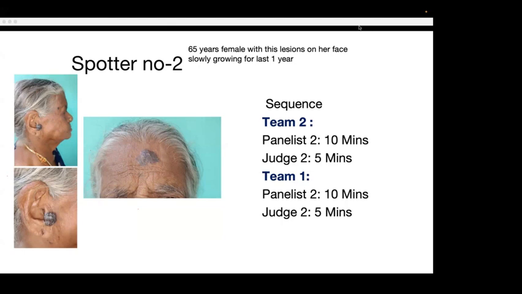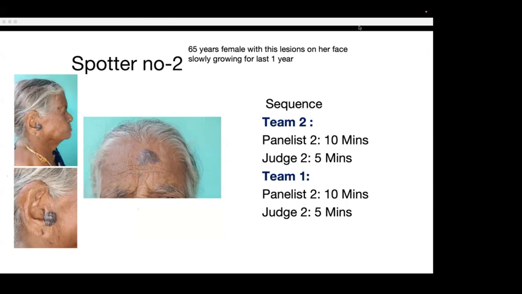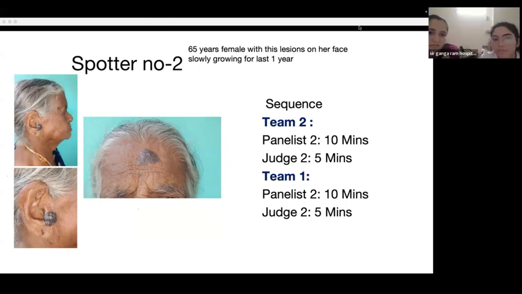Direct question to Gangaram. Please answer first. There are no lymph nodes palpable in this region. Basal cell carcinoma. Why? Why in basal cell carcinoma? Usually they don't have the lymph nodes. Yes, sir.